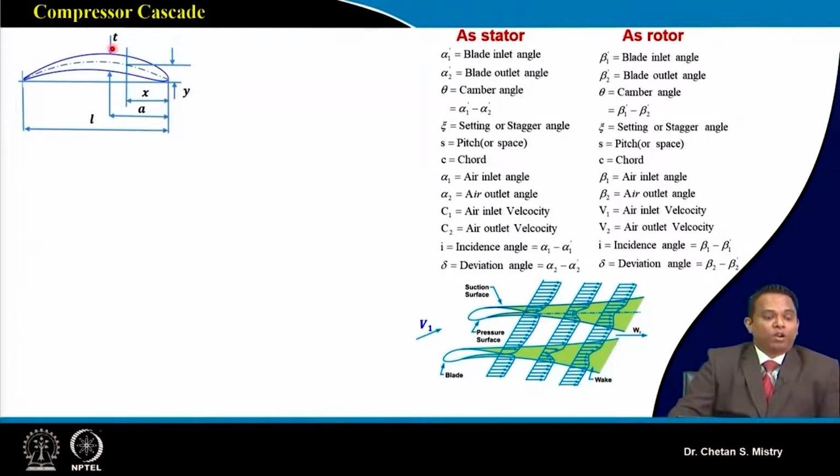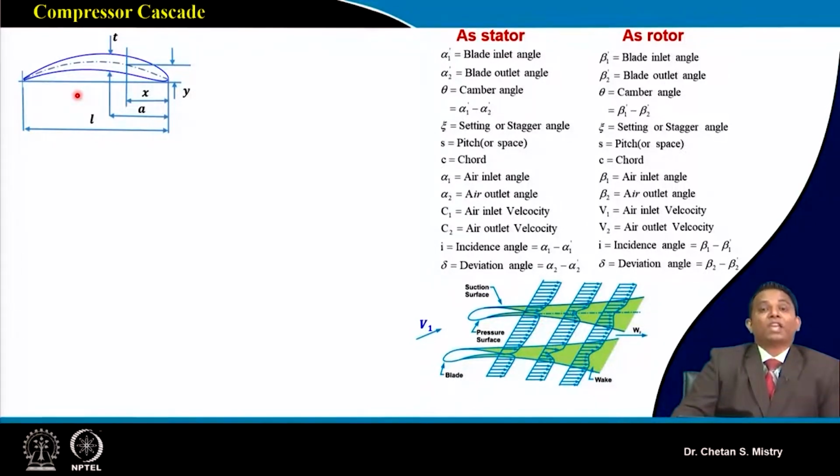Now if you recall, the upper surface we define as the suction surface, and the lower surface we define as the pressure surface. Now you know, based on understanding and on the experimental data, people have come up with different numerical schemes.